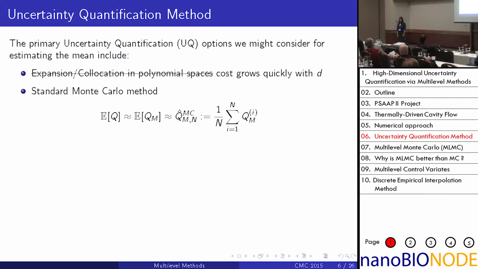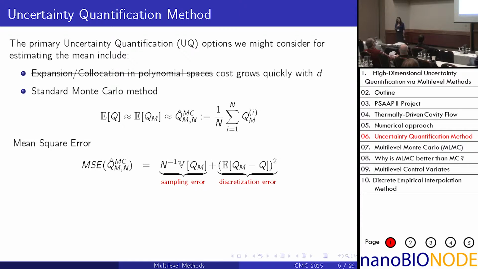What we're going to do is approximate the expected value of our heat flux, Q, by the discretized solution, Q sub m. So m represents our grid. And we're going to estimate that with this sample estimator, Q hat. How we're going to get that is just draw n samples, run n simulations, get n quantities, and just take the average. So we can decompose the mean square error of this process into the sampling error, that's the variance of our quantity divided by n, the number of samples that we draw, plus the discretization error.